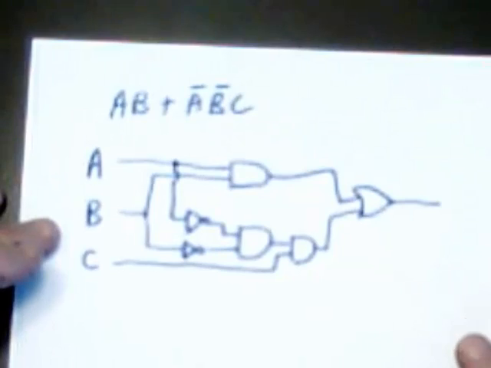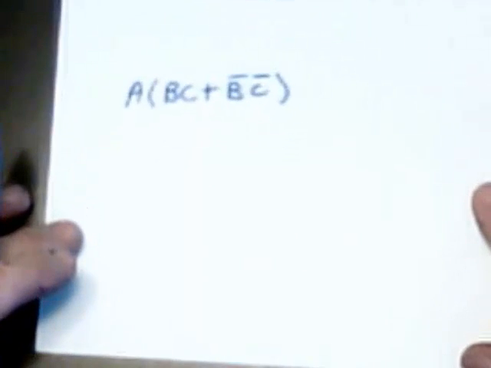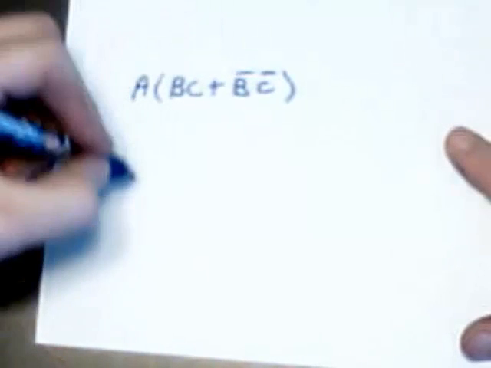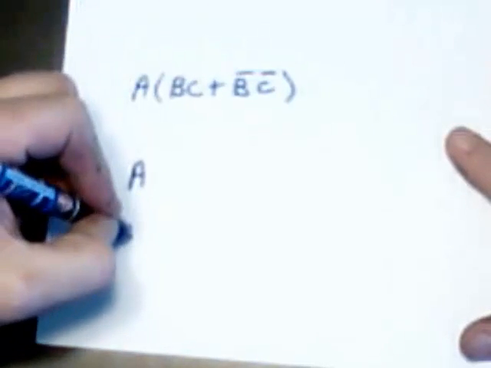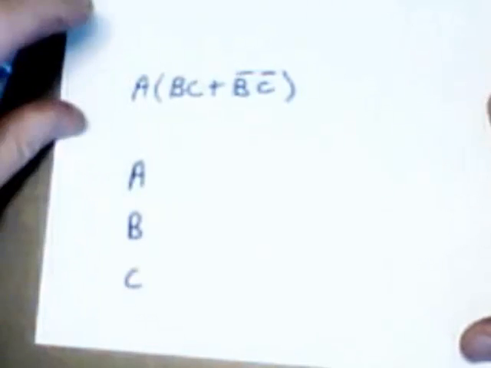Problem number 2. Here's an equation. I would like the logic circuit for that equation. Well, start with the letters. I have A's and I got B's and I got C's. So I have A, B, and C to work with.